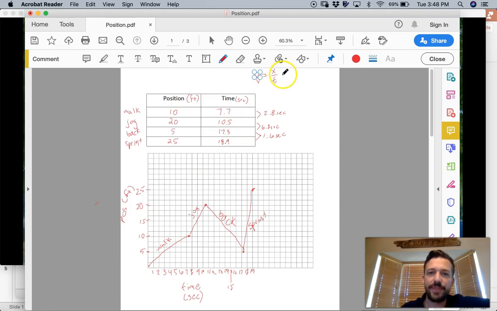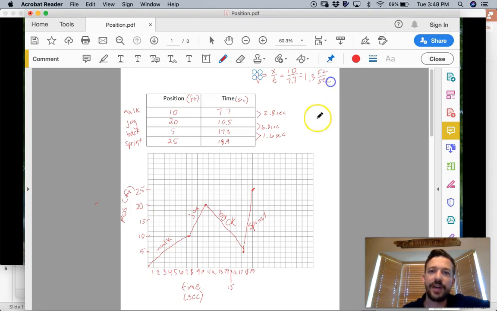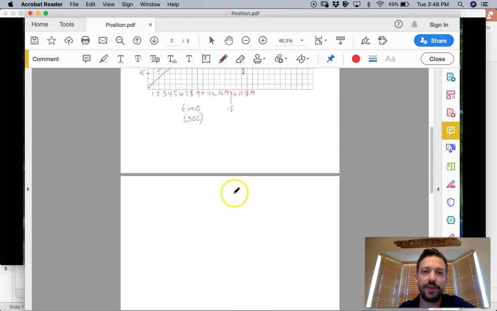That's simple. So to calculate each velocity for the walk and everything, all you do is take how far we traveled. Let's do it for the walk. How far we traveled, 10 feet, divided by how much time it took, 7.7 seconds. So my velocity for that was 10 divided by 7.7, and so I was going 1.3 feet per second. Okay? So that is the first one. Here, let's go down and write it in. So my walk is 1.3 feet per second.